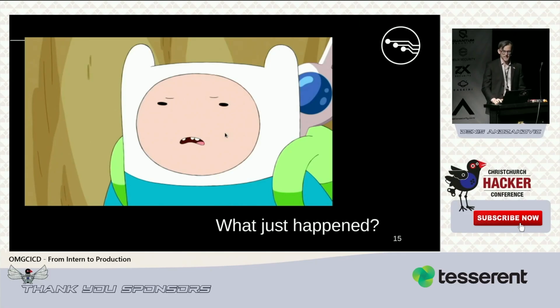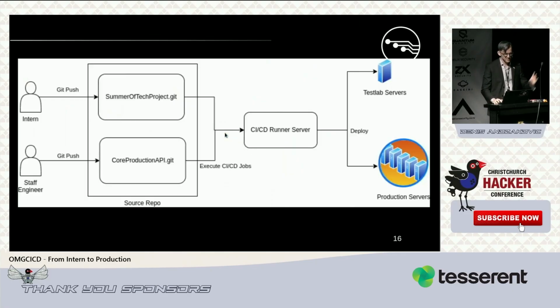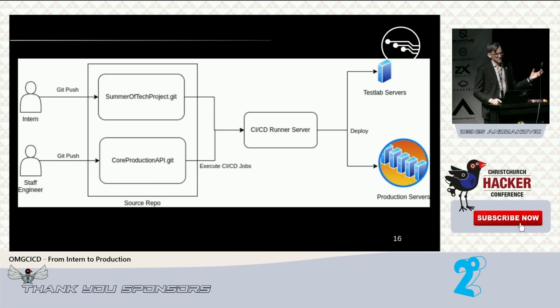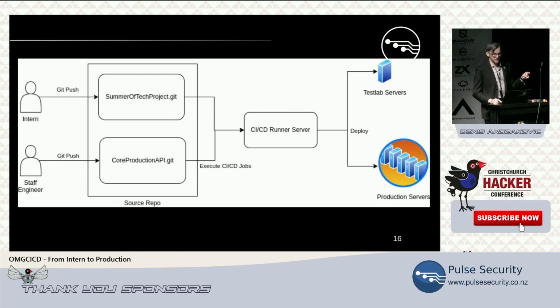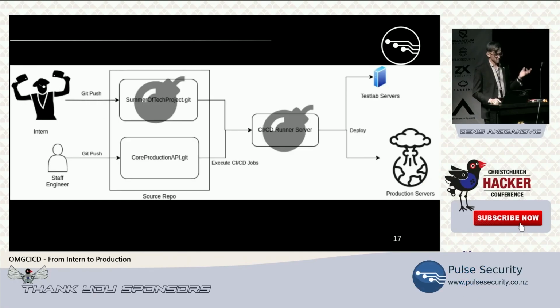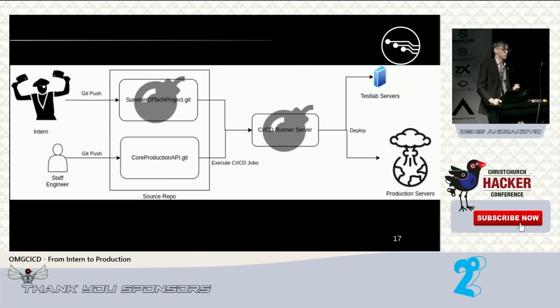Well, we had a CI/CD DevOps architecture that looked something like this. We have our intern that has access only to the Summer of Tech project, and we have our staff engineer, which has access to the super important production juice. Both of these things are being deployed using a shared runner. So we turned up, owned the intern, spun up a malicious project, owned the runner, and got access to production. This is effectively what happened. The underlying root cause of this problem is that we have a CI/CD runner, which is shared across trust boundaries that it should not be shared across.